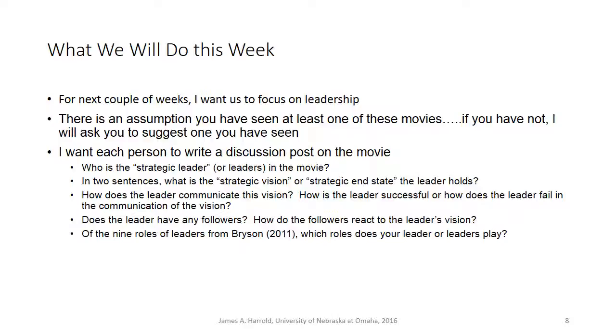And then how does the leader communicate this vision? Is the leader successful, or does the leader fail in the effort? And then, does the leader have any followers? Are there followers who react to the leader's vision? And if so, how do they react? And then I want you to go back to the Bryson chapter, and look at these 9 roles that leaders assume. And I want you to talk about which role or roles your leader or leaders in this movie play.